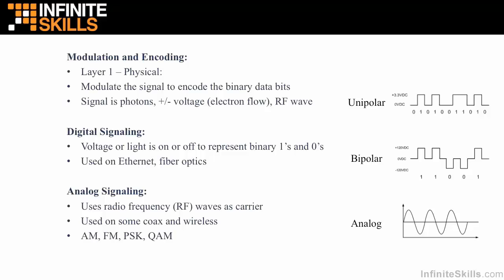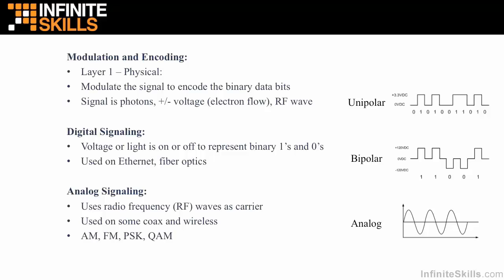Here we've just identified digital signaling. It's either a 1 or a 0. It's not analog. And it is unipolar. In other words, we have two states. It's either on or it's off. So this is a very basic, fundamental modulation and encoding technique. This again is digital signaling, and it's unipolar because it's either on or off.